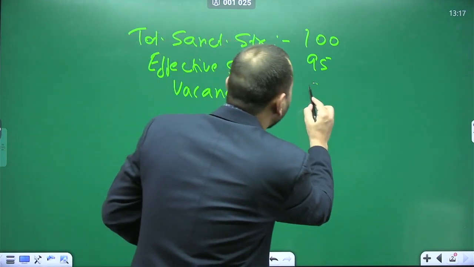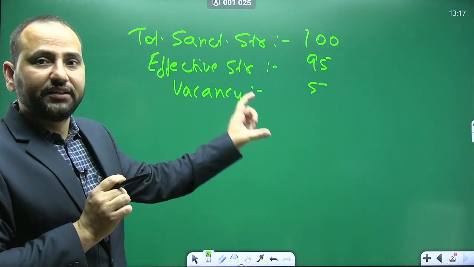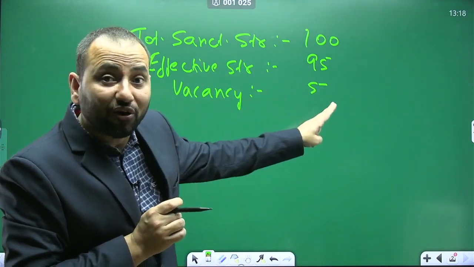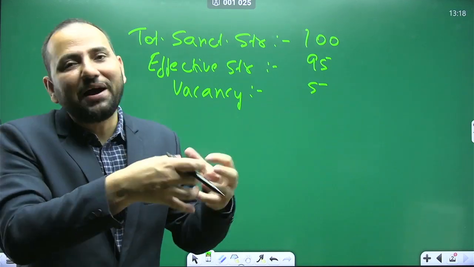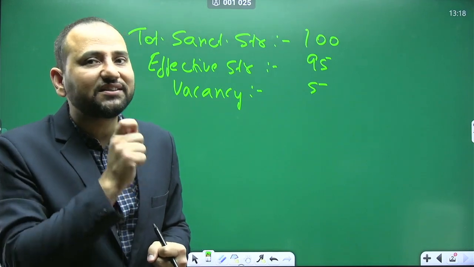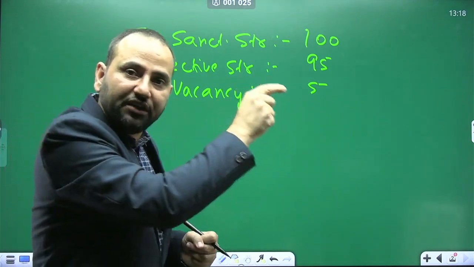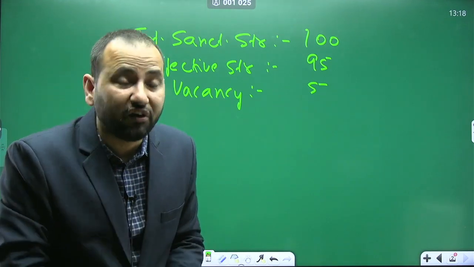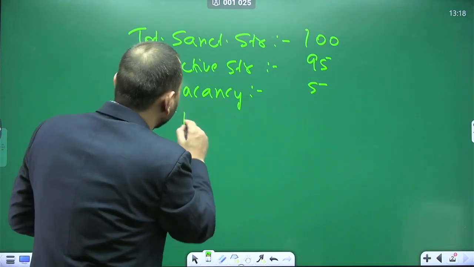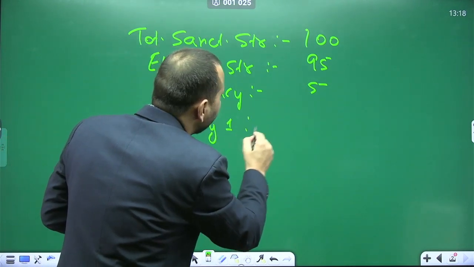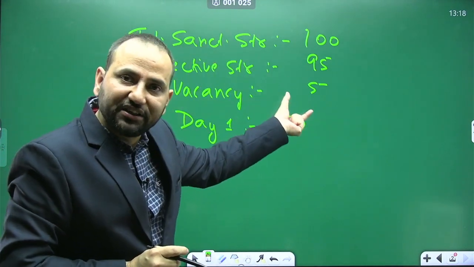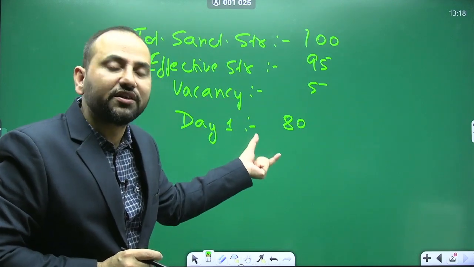Just suppose we have 5 vacancies. The total strength of this classroom is 100, however the effective strength is 95 because we have 5 vacancies. Now let's come back to the class again. It is not necessary that every day all the effective strength of the class will be present in the classroom. Take another example: on any particular day, like day 1, we saw 80 students. Out of the effective strength of 95, only 80 students were present in the class.